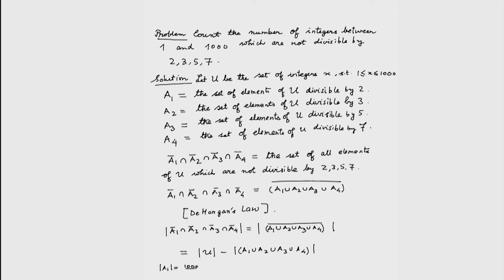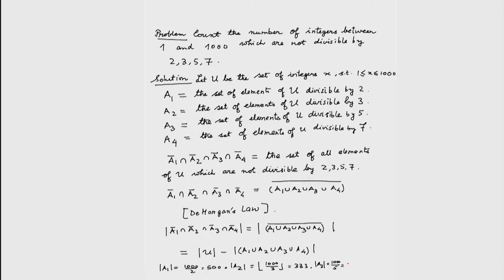So, we start our process by checking the cardinality of A1, which is 1000 divided by 2, 500. A2, which is floor of 1000 divided by 3, which is equal to 333. By the way, floor of a real number is the largest integer less than that real number. Then A3, 1000 divided by 5, which is 200, and A4, which is the floor of 1000 divided by 7, which gives us 142.